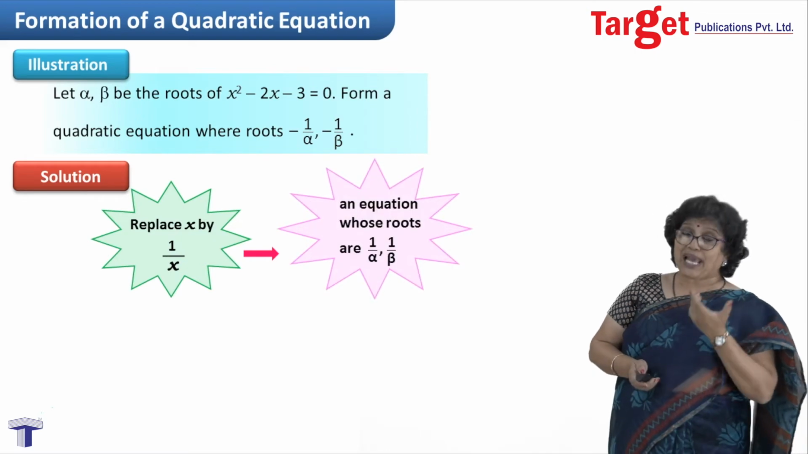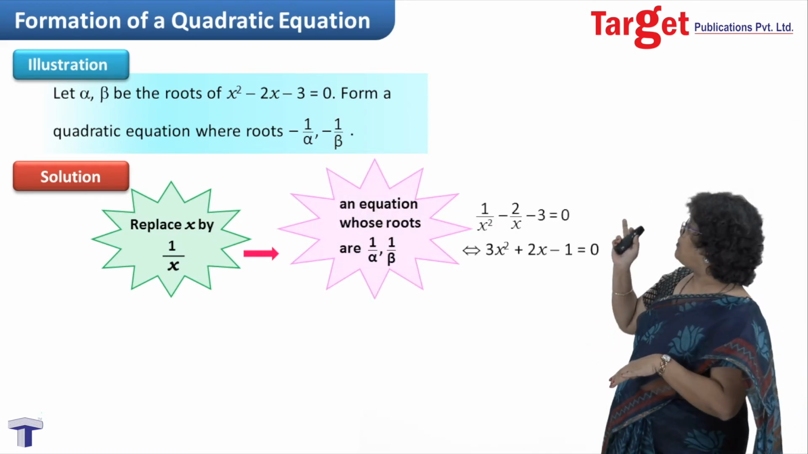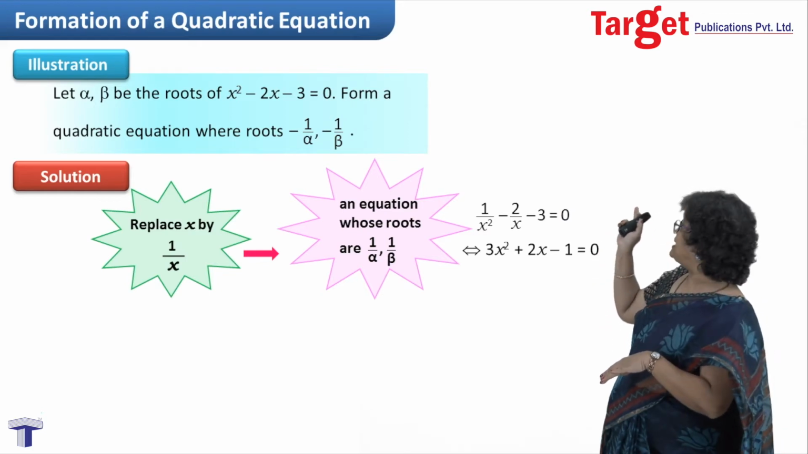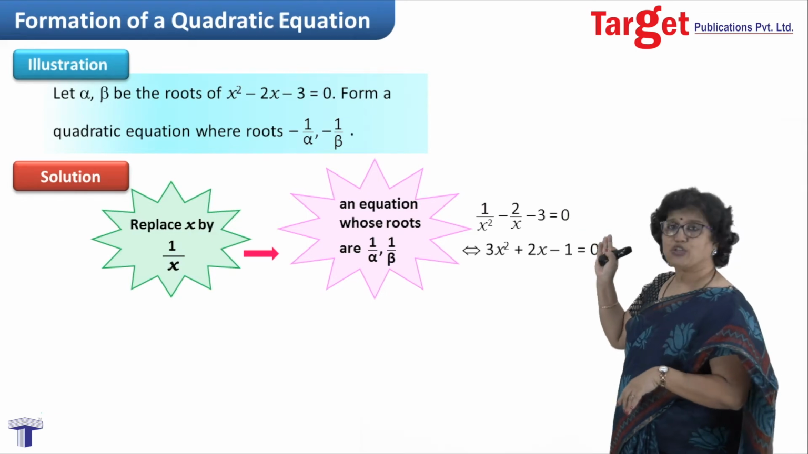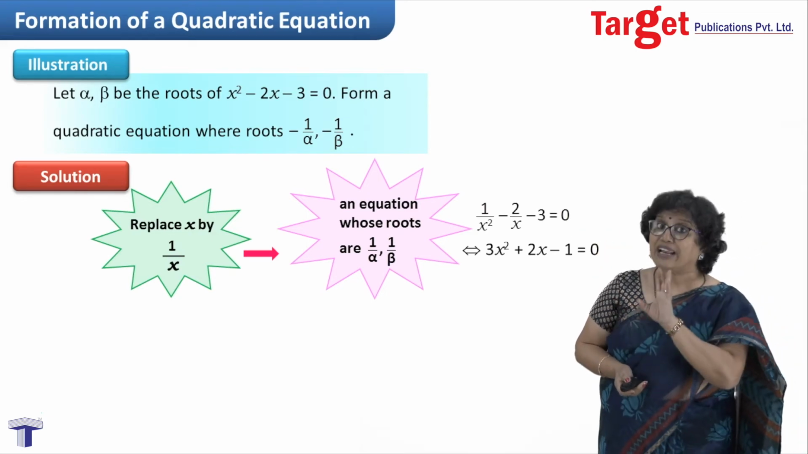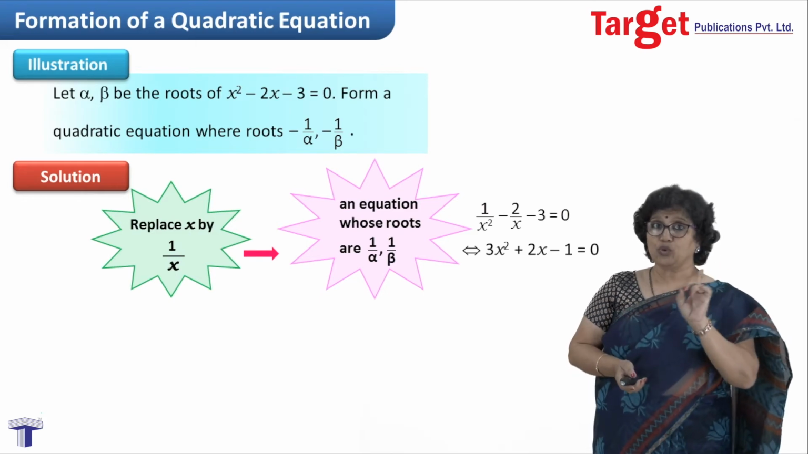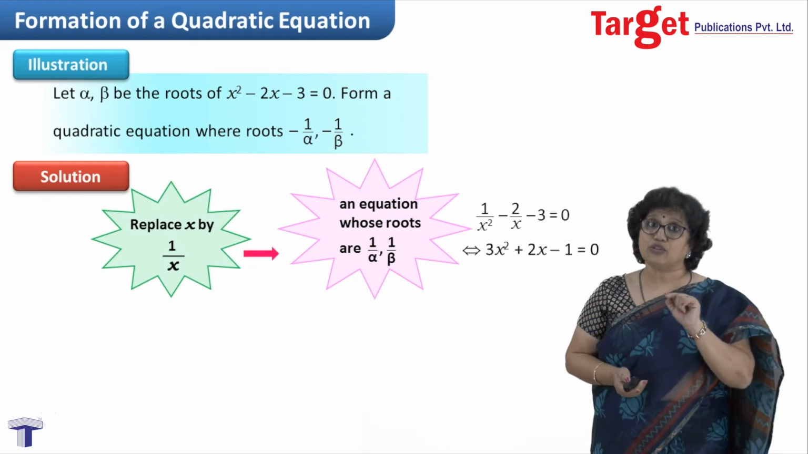So, if I replace x by 1 upon x, I will get a new equation as 1 upon x square minus 2 upon x minus 3 equal to 0. And on simplification that comes as 3x square plus 2x minus 1 equal to 0. Now, this equation's roots are 1 upon alpha and 1 upon beta. Roots are not minus 1 upon alpha and minus 1 upon beta. That minus part we have still to complete.